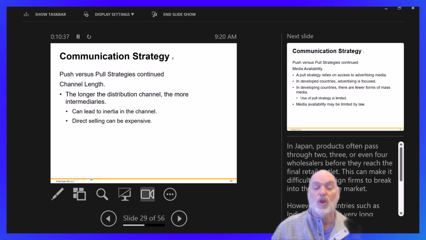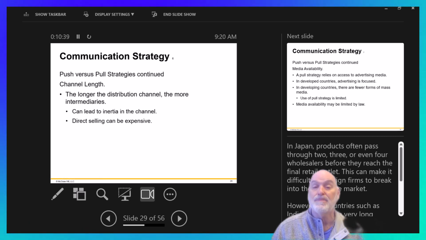Channel length. The longer the distribution channel, the more intermediaries, and it can lead to inertia in the channel, and direct selling can be expensive.